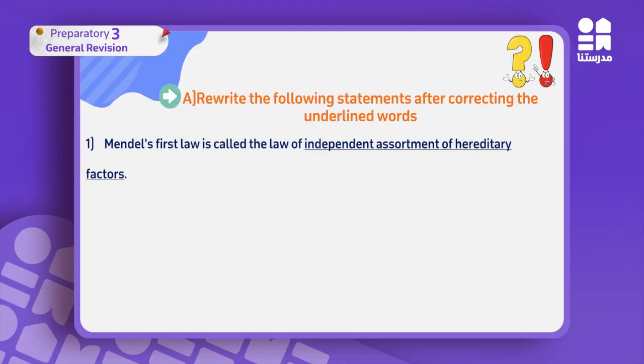Okay, finally we will take the last question: rewrite the following. Rewrite means correct. Sometimes they give me an underlined word and sometimes no underlining. Here they give me an underlined word. Mendel's first law is called the law of independent assortment of hereditary. Was Mendel's first law called that? No, it was called the law of segregation. That is the second law, it's not the first. That's why you have to know the name of each law, as first or second, with the alternative name. What is the first called and what is the second called?